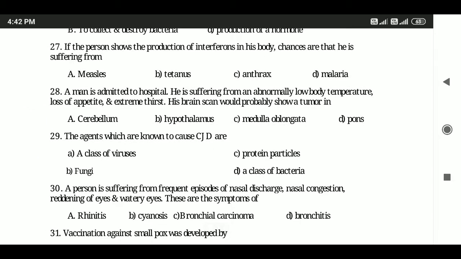28th, a man is admitted to the hospital. He is suffering from an abnormally low body temperature, loss of appetite, extreme thirst.